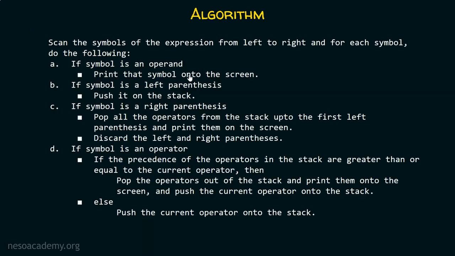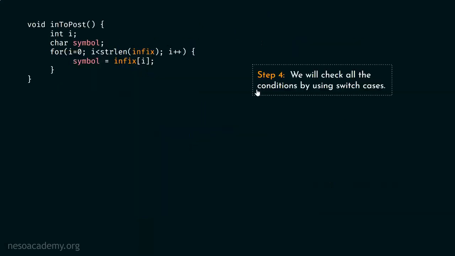Now, what is the next step according to the algorithm? You can see that we have multiple if conditions, right? We have to check these conditions. If symbol is an operand, if symbol is a left parenthesis, if symbol is a right parenthesis, if symbol is an operator, we have to check all these conditions. We can either write if else, or we can use a switch case, right? We'll check all the conditions by using switch cases. Multiple cases we have to take, right?